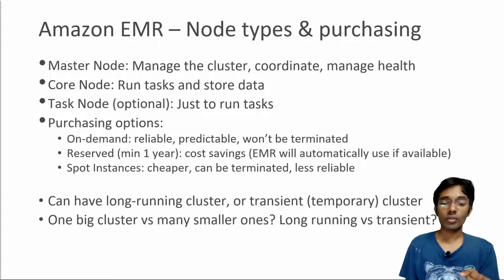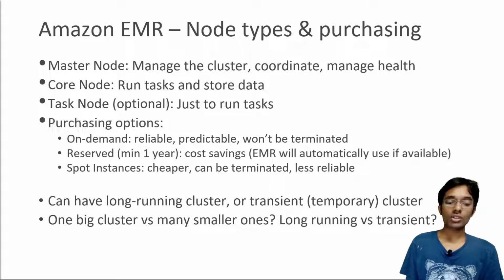Now you also have some purchasing options. For all these types of nodes, you can choose on-demand, and we know on-demand is going to be reliable, predictable, and it will not be terminated. It's going to be more expensive though. If you have a longer running EMR cluster, you may want to look into something called reserved instances, which is a minimum of 1 year, and that gives you a cost saving. In case you reserve many instances, EMR will automatically use these reserved instances if available. That gives you good cost benefits, but you need to make sure that you are using your EMR cluster repeatedly for a long time within a year.